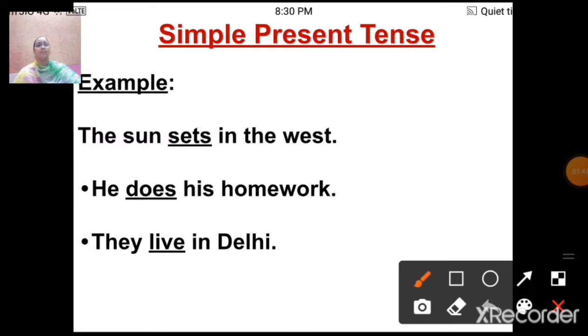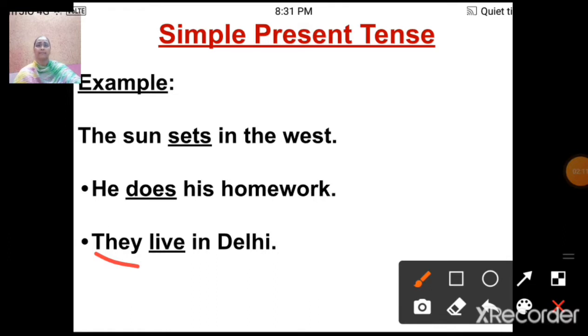Let's see a plural subject. They live in Delhi. Now in this case, they is a plural subject, right? So here we are not going to use s or es. We will write they live in Delhi and not they lives in Delhi. Understood? So the correct way is they live in Delhi.